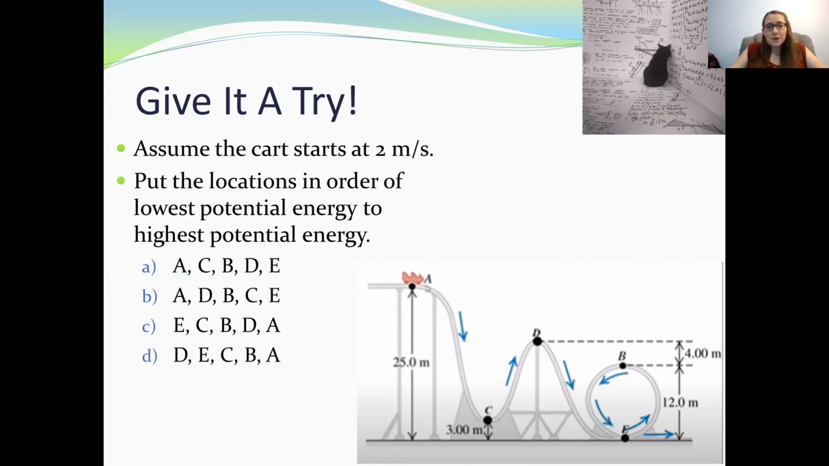Okay, so related question, put these locations in order of lowest potential energy to highest potential energy. Well, we just did that, right? Lowest potential energy would be the place where it's the lowest off the ground, right? So this would be point E, then point C, then point B, then D, then A. So this is actually exactly the opposite of the question that we just answered.